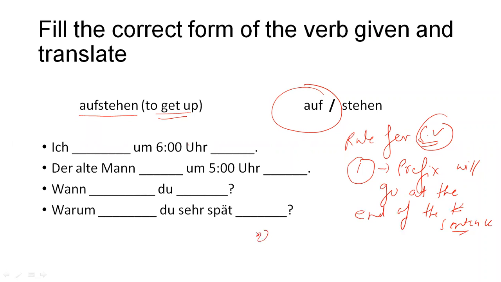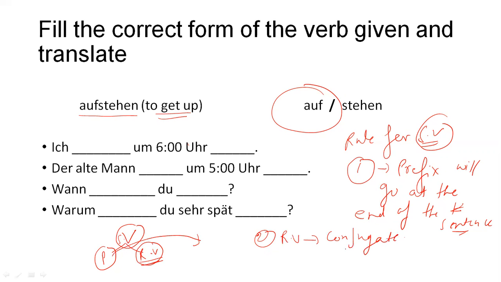And rule number two: this is a separable verb here, and this verb has two parts. One is the prefix, and the second is the remaining verb. So this prefix you will send to the end of the sentence. This is rule number one. And this remaining verb you need to conjugate. While conjugating, keep in mind whether this is a regular verb or an irregular verb. So this was the theory.